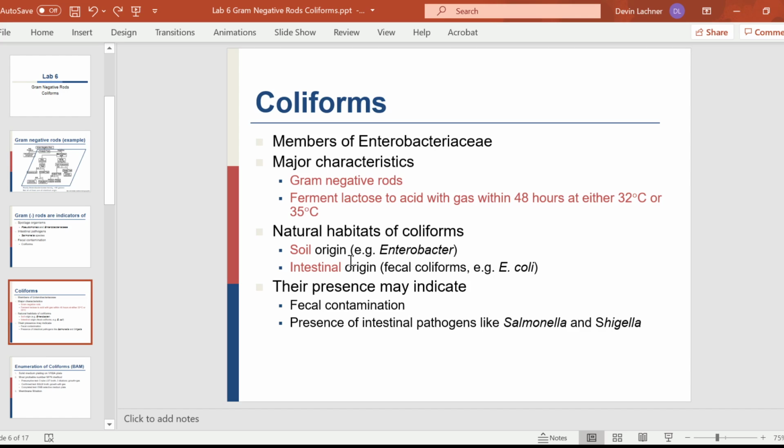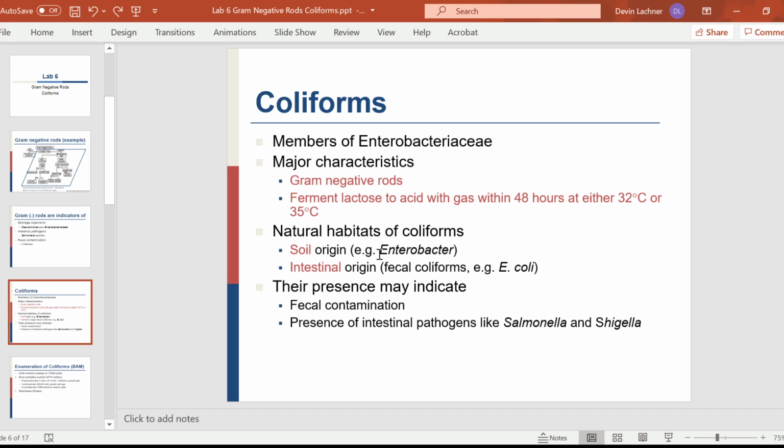And we have two different origins for coliforms. We have soil origin and intestinal origin. So these are two different origins. It's very important because for our food, we do not want any fecal contaminants. And so these intestinal origin coliforms, such as E. coli, are going to indicate that there's possible fecal contaminants in our food. So there's fecal matter in our food, and these intestinal origin fecal coliforms are good indicators that this could potentially be in our food. So we want to be testing for any fecal coliforms in the food in order to determine the presence of any fecal contaminants.